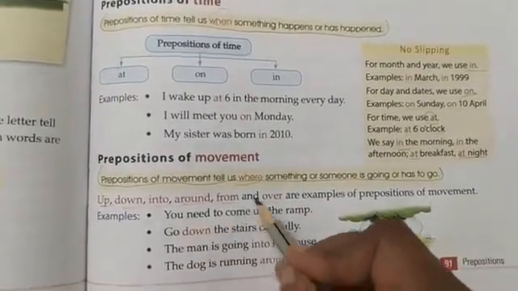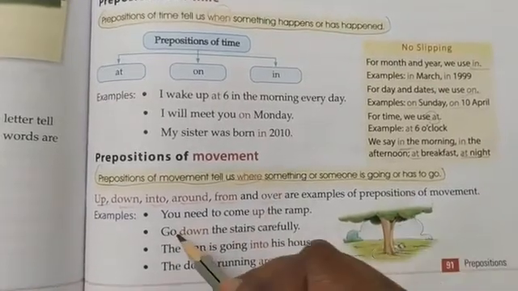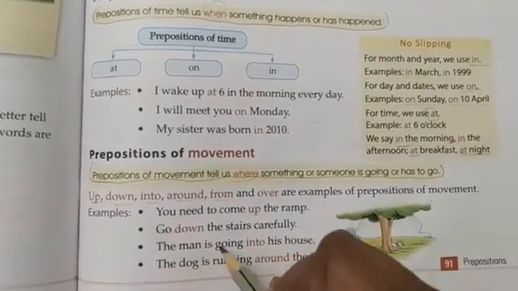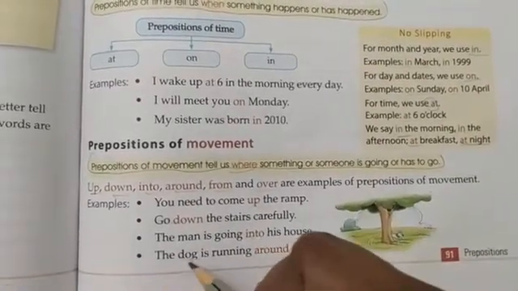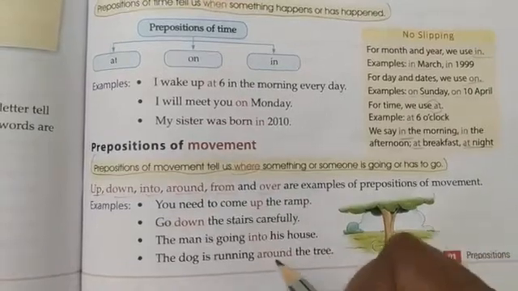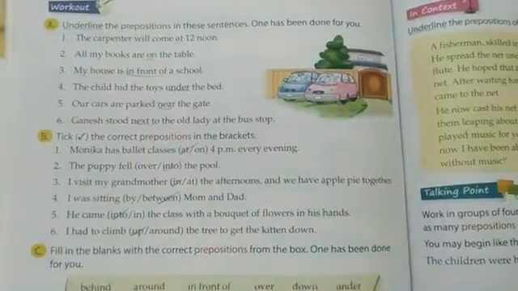You need to come up the ramp, so where? Up. Go down the stairs carefully, so where? Down. The man is going into his house, so where? Into his house. The dog is running around the tree, so where? Around. So this was the preposition of movement.